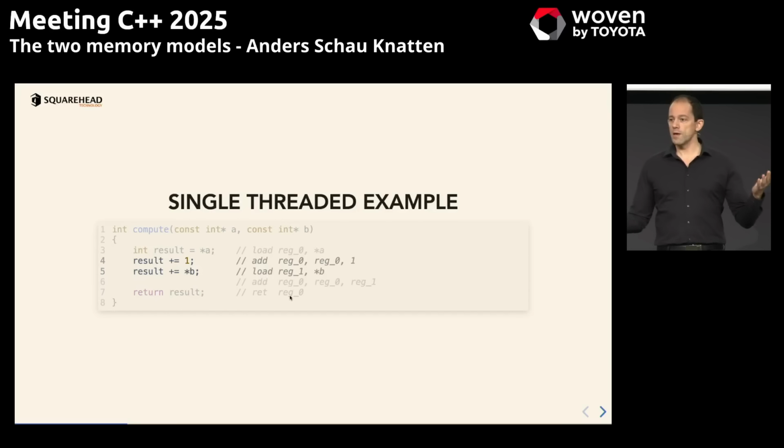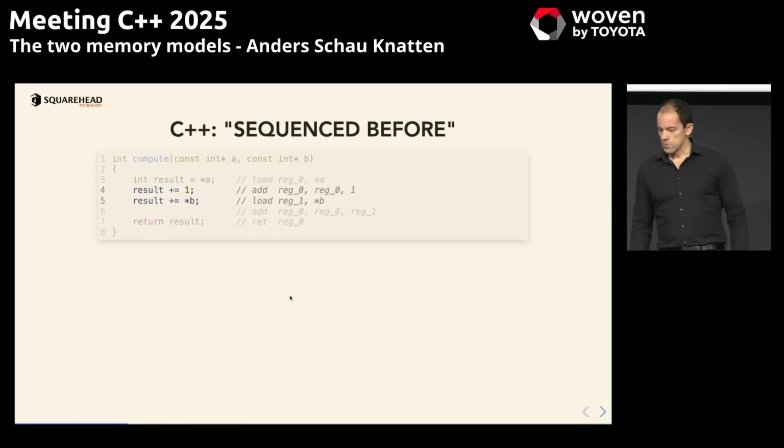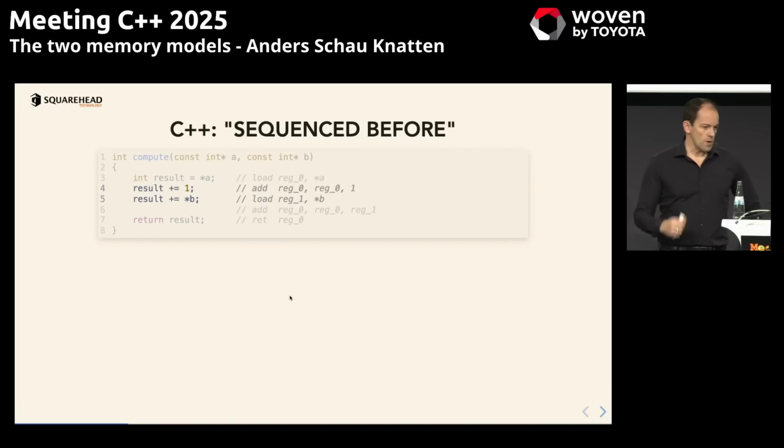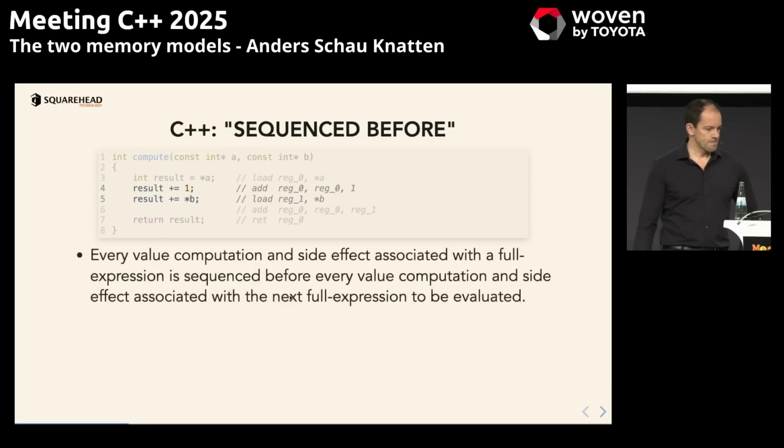There's no way that the output could change based on which of these you do first, or if you do them at the same time. It won't affect the program. So we should be able to swap these around, but let's just check the standard. What does the C++ standard say?